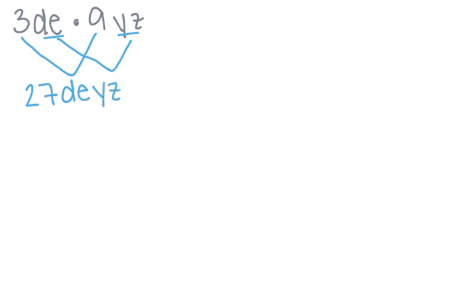Let's practice with another one. So now we have 3DE times 9YZ. So we're going to start by multiplying the 3 and the 9, and we're going to get 27. And then we can multiply the DE and the YZ together, and that just stays DEYZ. So our product is going to be 27DEYZ.